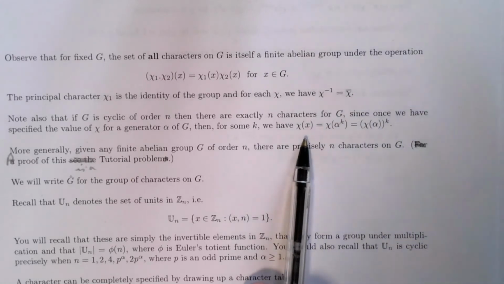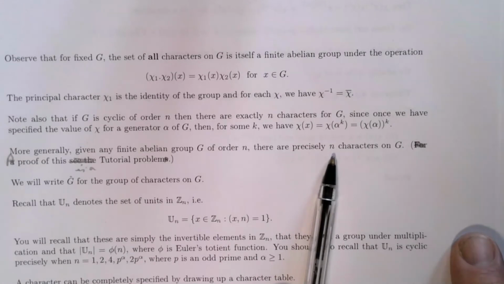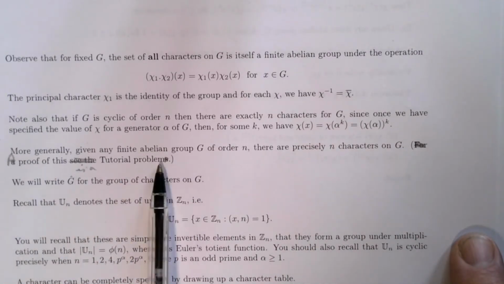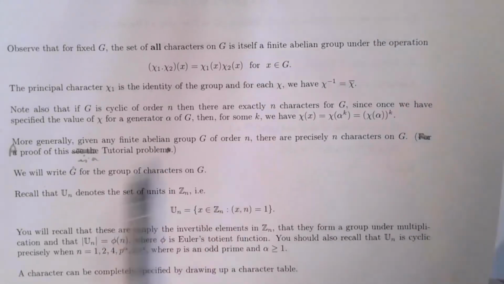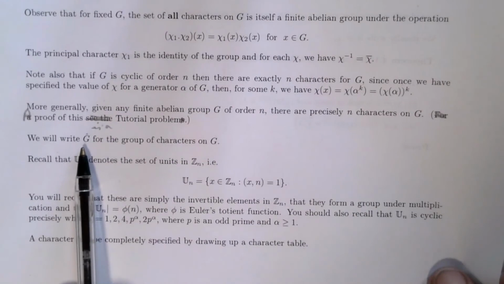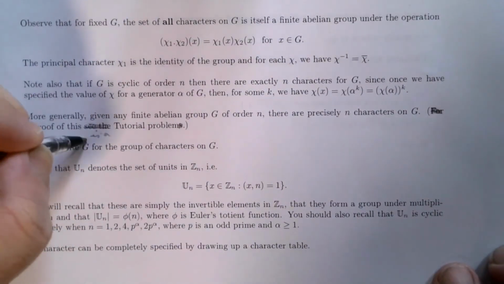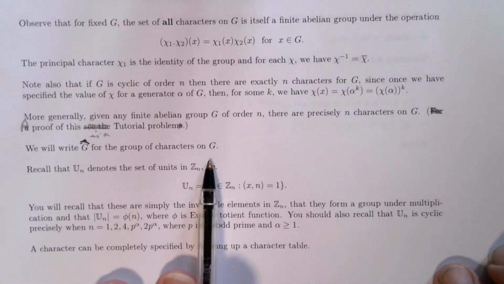More generally, given a finite abelian group of order n, there are precisely n characters for G. I leave you to give a proof of that as a little tutorial problem to convince yourself that there are precisely n characters on any finite abelian group of order n. And I'm going to write G hat for the group of characters on G.